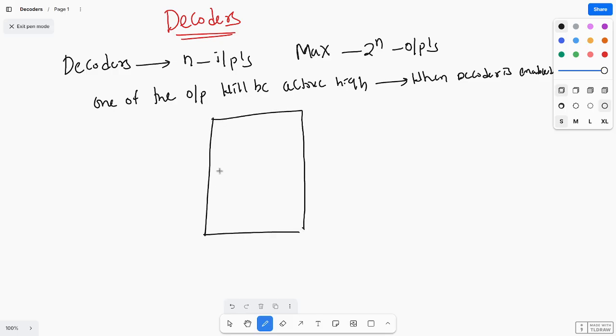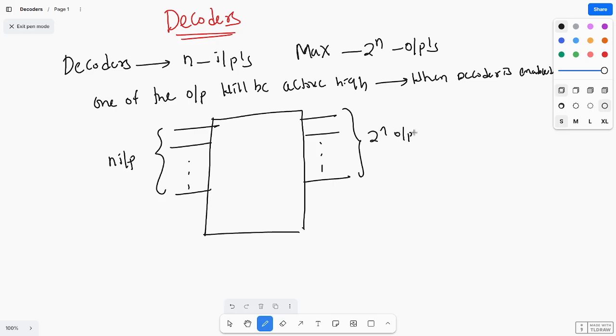So here is the block diagram for the decoder. You have n inputs and 2 power n outputs. We can call this an n to 2 power n decoder, and one more enable pin will be there. This is an active low decoder. This is the block diagram for the decoder.